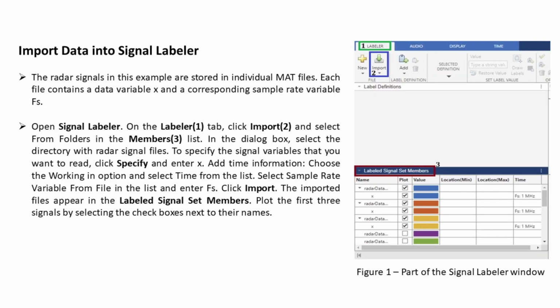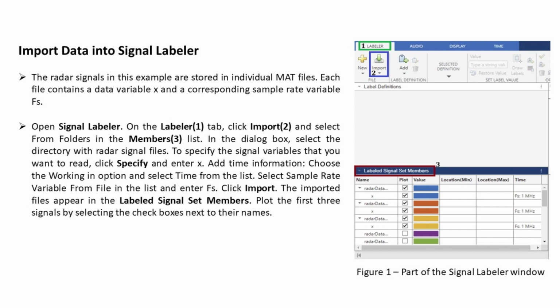Import data into Signal Labeler. The radar signals in this example are stored in individual MAT files. Each file contains a data variable X and a corresponding sample rate variable Fs. Open Signal Labeler. First, on the Labeler tab as shown in Figure 1, click Import and then select From Folders in the members list.